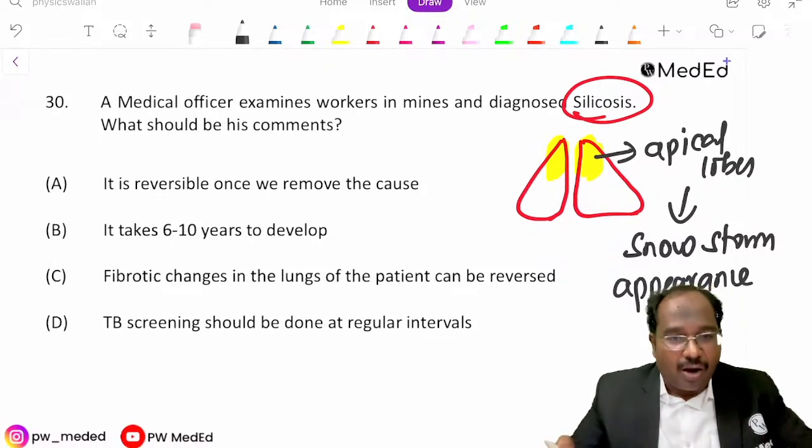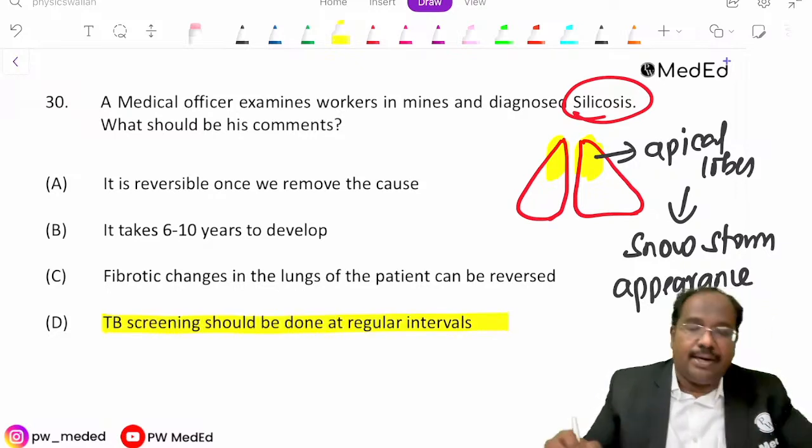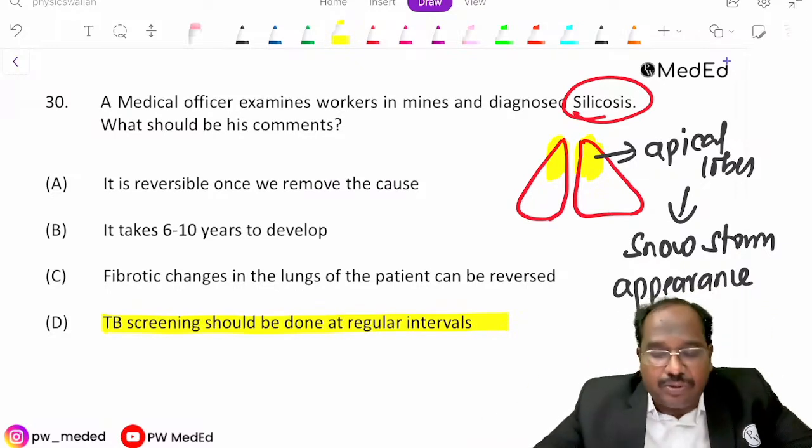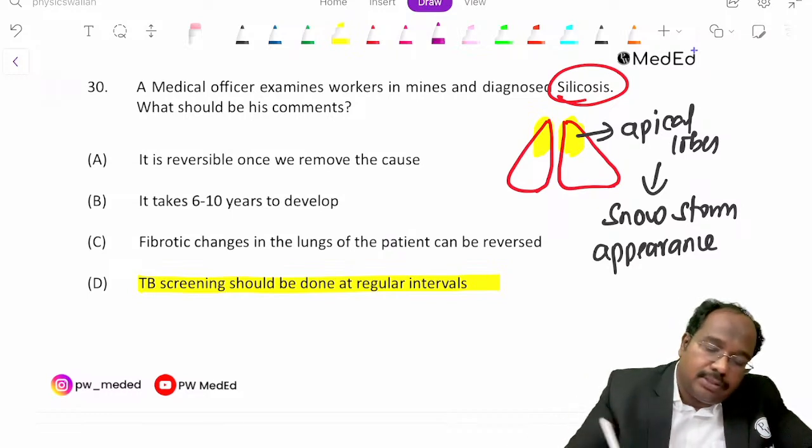And what is right here? All are wrong. What is right here? TB screening should be done at regular intervals. People with silicosis, we should screen them regularly for TB. They are more prone to tuberculosis.